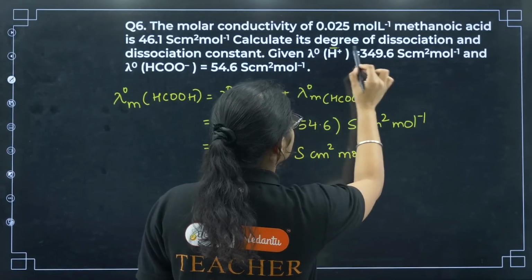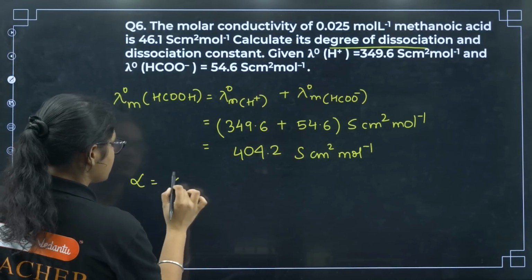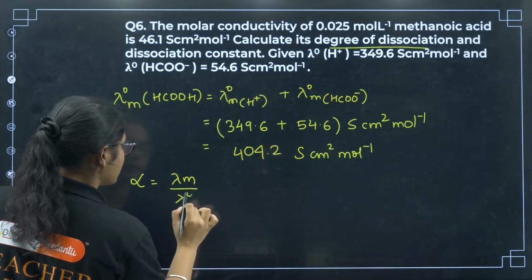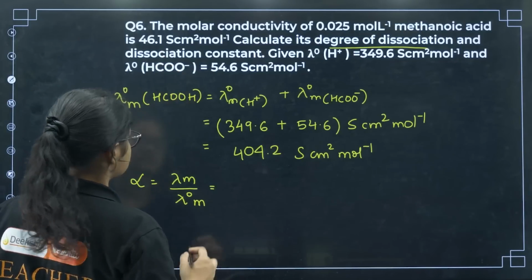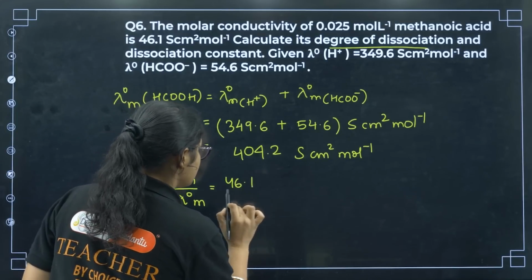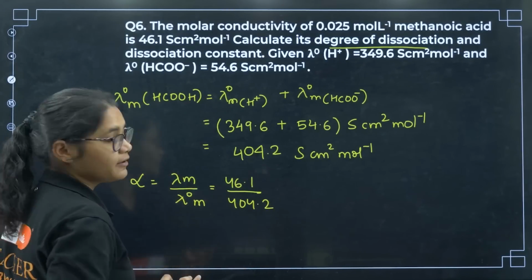This is your lambda naught m. Now, what is the degree of dissociation formula? It is lambda m by lambda naught m, right? So the lambda m value is given to you as 46.1, divided by 404.2. This will be your alpha value.